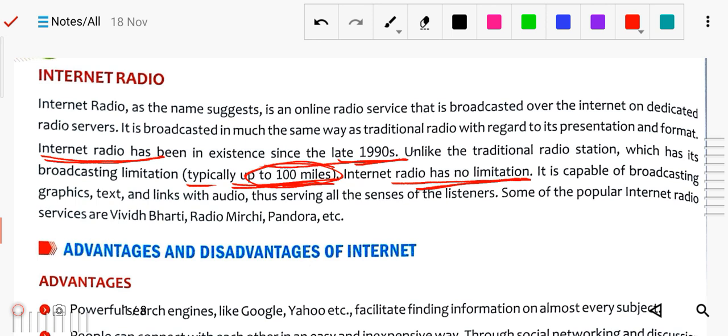It is capable of broadcasting graphics, text, and links with audio, thus serving all the senses of listeners. Some of the popular radios are Vividh Bharati, Radio Mirchi, Pandora, etc. These are internet radio service providers from which we can access. It is the same as the previous one, internet TV, but there we watch TV programs, and here we listen to radio programs.